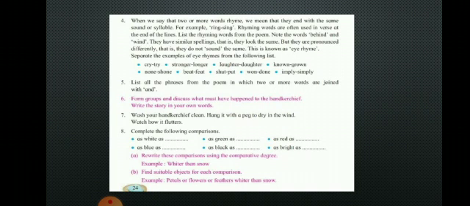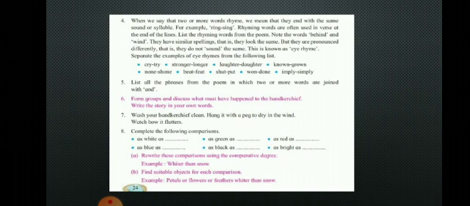Okay, now here we will use the comparative degree. Example, whiter. Now for white, whiter than snow. Blue, bluer than sky. Green, greener than grass. Then blacker than coal. Then redder than blood. Brighter than sun. So here we are using the comparative degree like whiter, bluer, blacker, redder. Okay, understood?